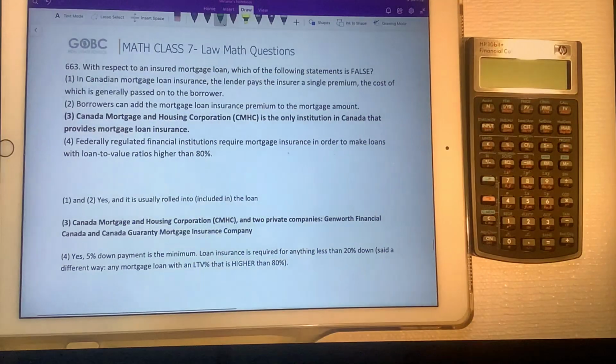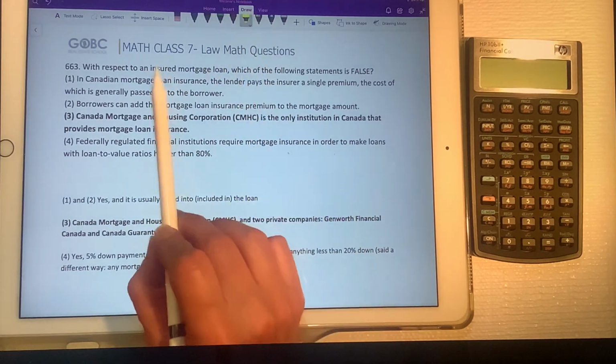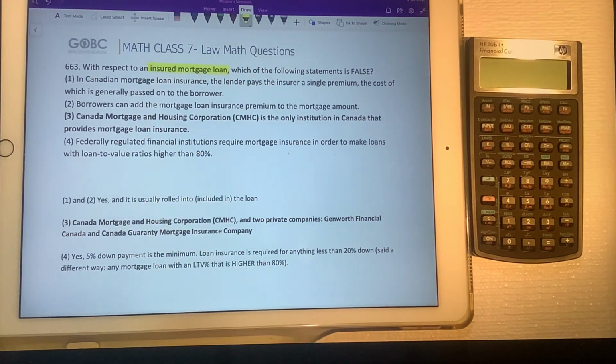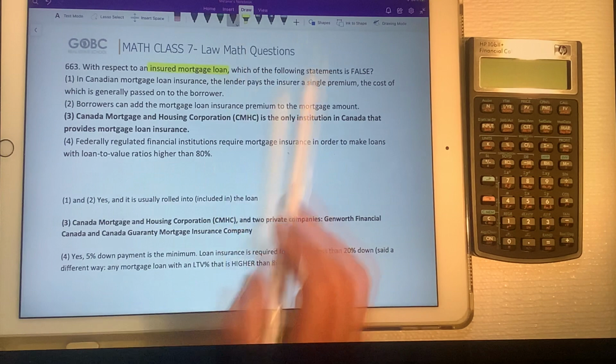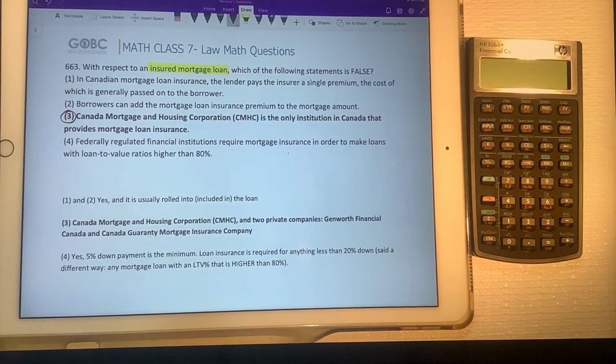663, so with respect to an insured mortgage loan, so again, we're talking about an insured loan, which of the following statements is false? So the false one is that the CMHC, the Canada Mortgage and Housing Corporation, is the only institution in Canada that provides mortgage loan insurance. And that is false. There is the CMHC as well as 2 other private companies. You don't need to know them by name, but these are the ones. So all 3 of these actually provide mortgage loan insurance to purchasers of property. So not just the CMHC.